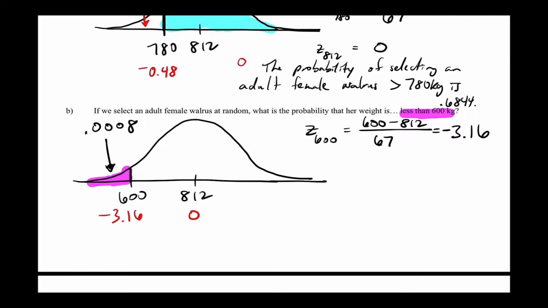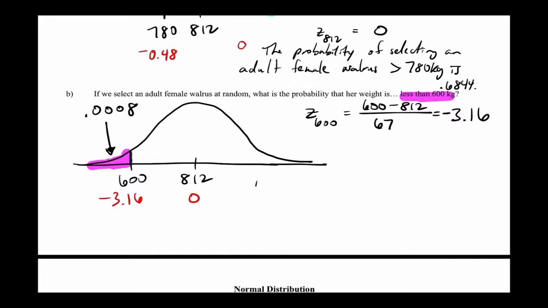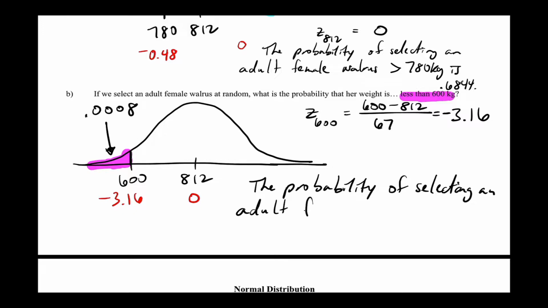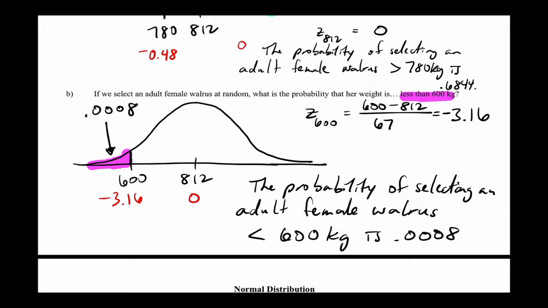So let's finish it out. Use the sentence frame that we used earlier. The probability of selecting an adult female walrus, this one is less than 600 pounds or 600 kilos, is 0.0008. Pretty much nothing. Pretty much no chance. So if you randomly saw a bunch of walruses and randomly picked one, the chances that that female walrus is less than 600 kilograms is not even 1%.